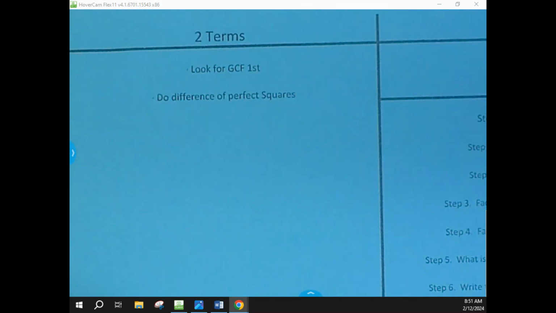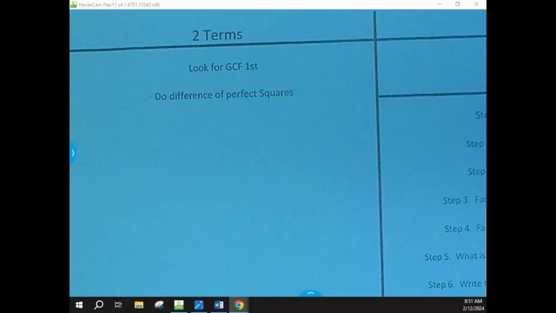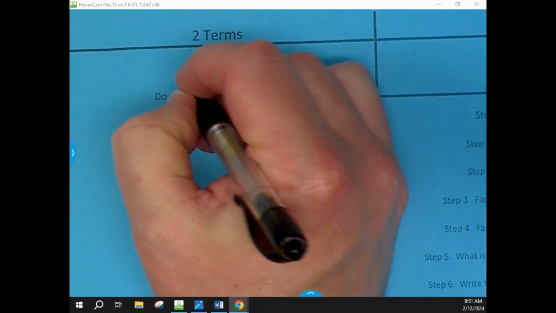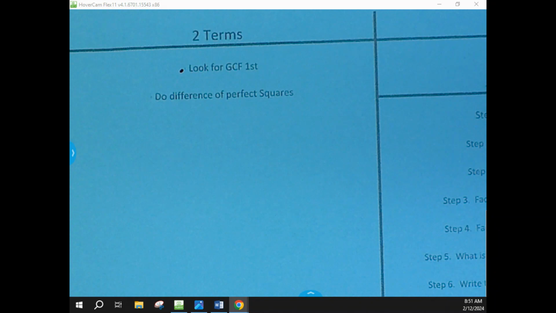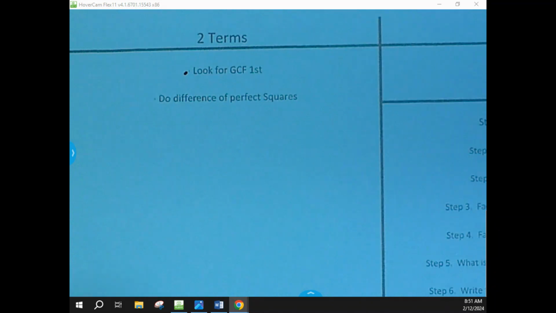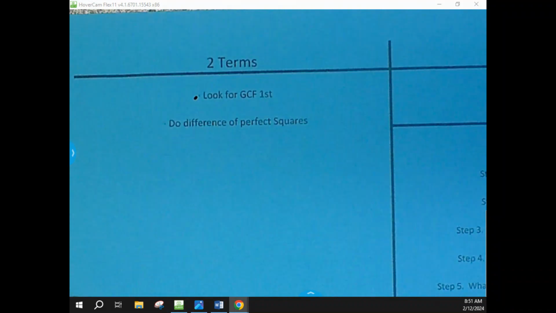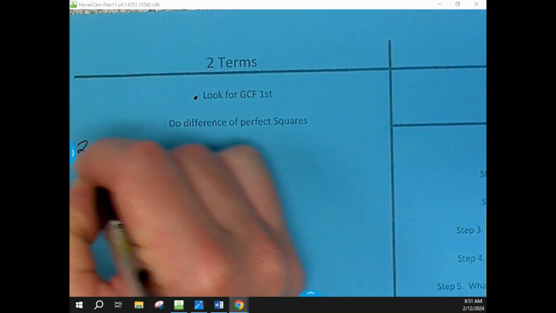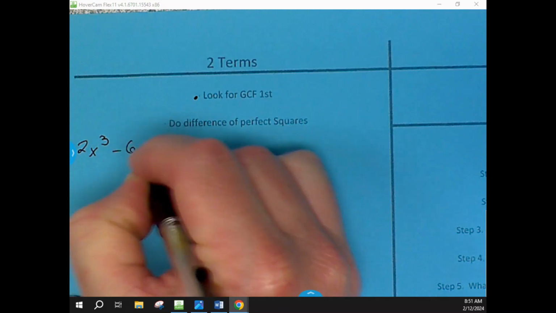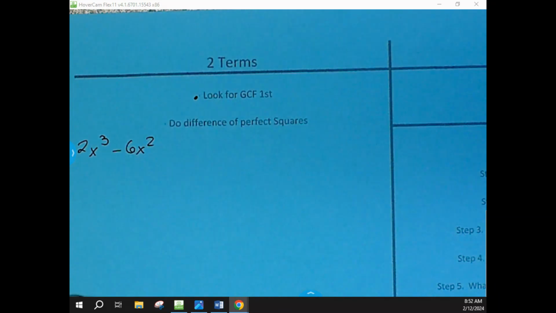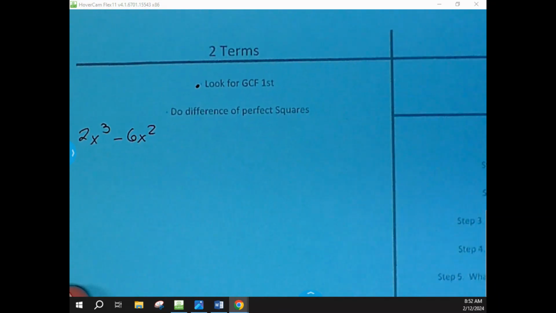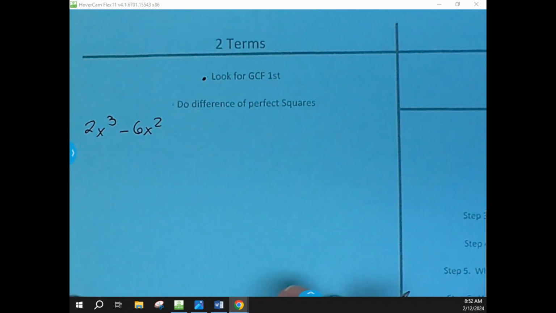Okay, and in 2 terms, there's basically 2 cases, 2 things you're looking for. First thing in any of this factoring we're going to do, you always look for a greatest common factor first, whether that's 2 terms, 4 terms, or 3 terms back here. No matter what you do, you're always going to look for a greatest common factor first, and that's the very first problem that we're going to do. And if you're doing a greatest common factor problem, maybe something like this, where you've got a 2x to the third minus 6x squared.